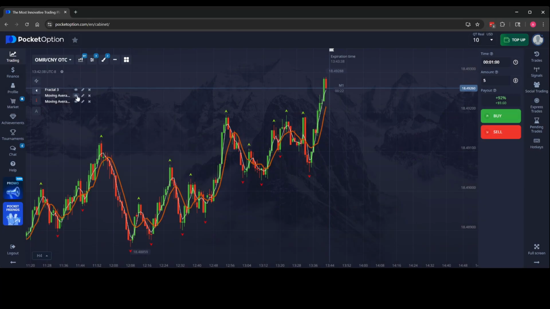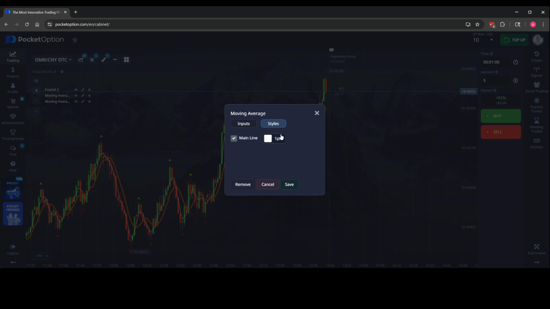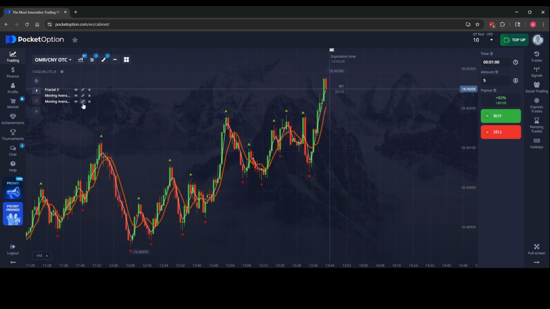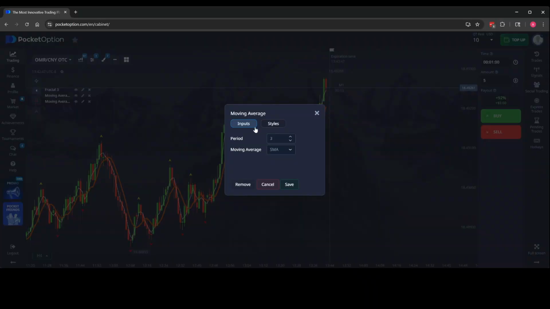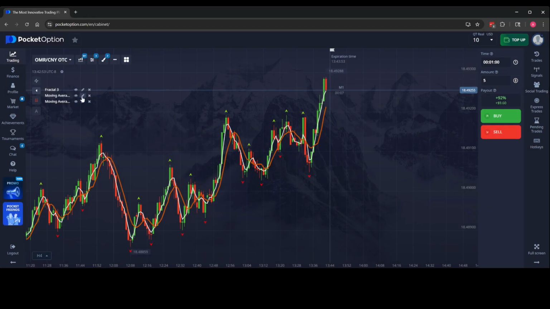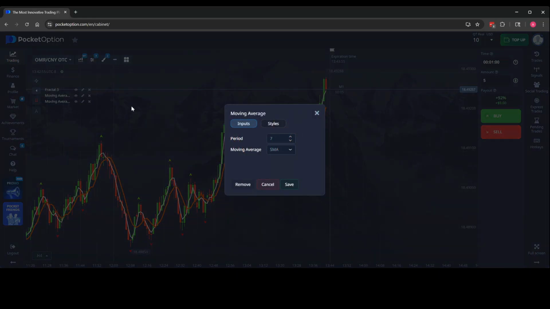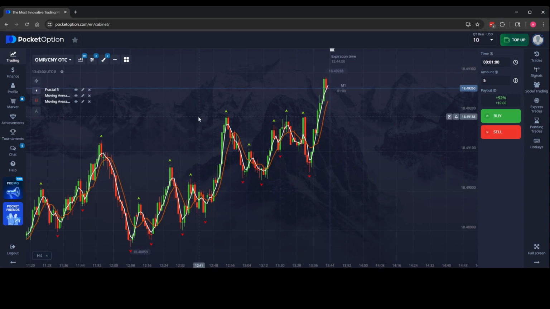And actually, I will do the same exact thing here. Actually, it's a little too thick. All we're doing is just making it easily visible for us. Okay. So those are the main indicators.